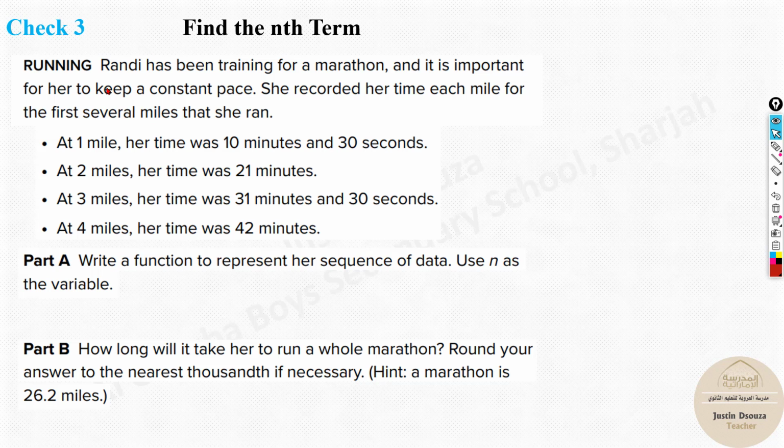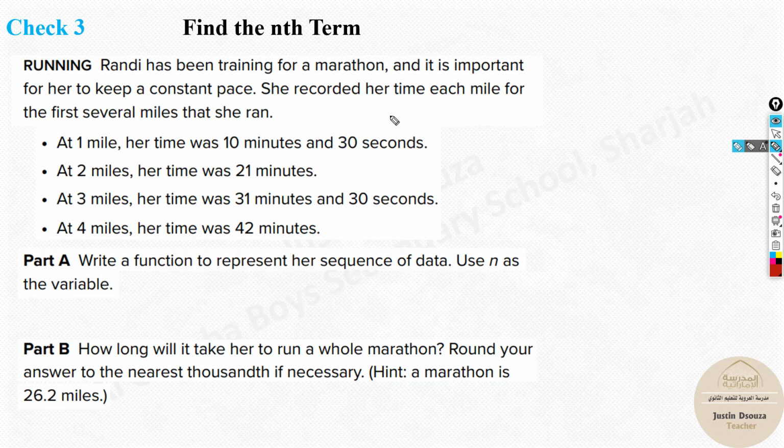A person, Randy, has been training for a marathon, and it is important for her to keep a constant pace. She recorded her time each mile for several miles that she ran. First mile, her time was 10 minutes 30 seconds. Second mile, 21 minutes. Third mile, 31 minutes 30 seconds. Fourth mile, 42 minutes. So what's happening? Each mile is being completed by her at 10 and a half minutes.